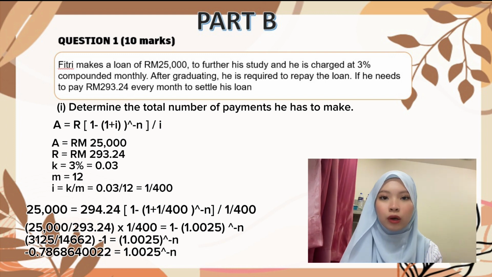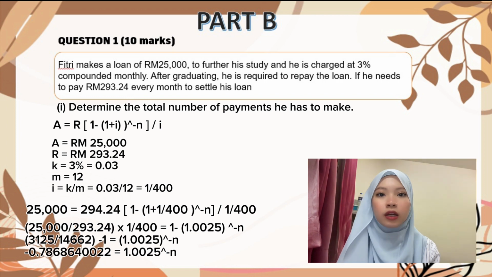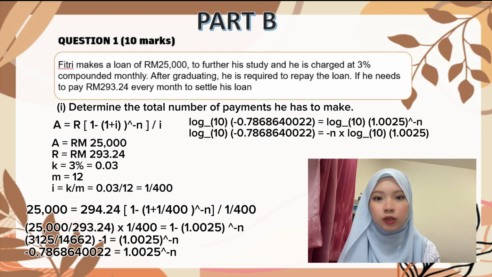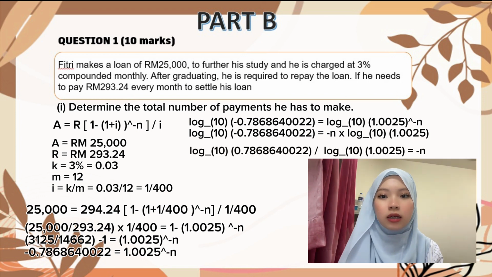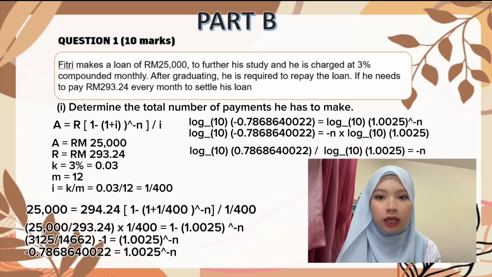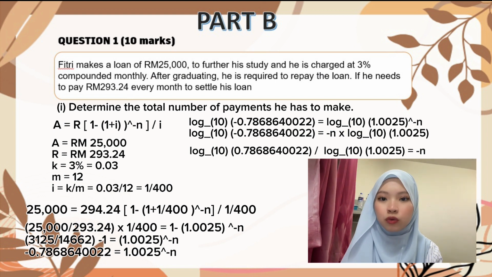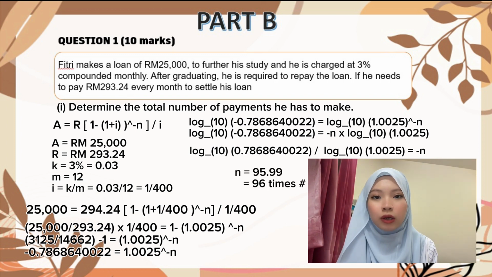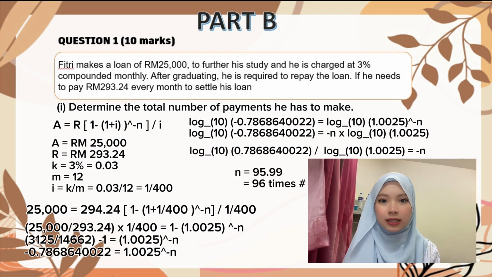So right now we don't know the value of negative n. So we are going to use the formula of log 10. So it will become log 10 of 0.7868400022 over log 10 of 1.0025 equals negative n. So the answer we got is n equals 96 times.